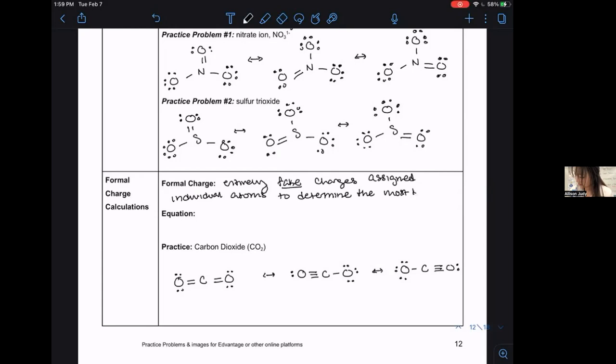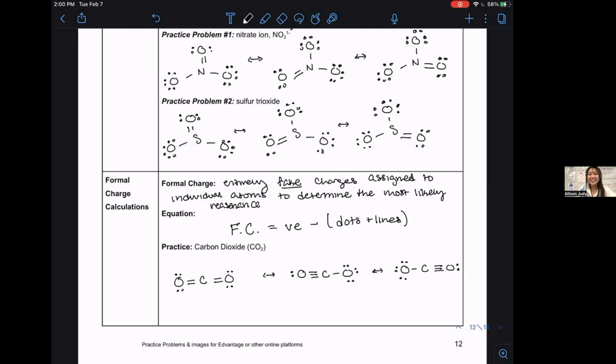To determine the most likely resonance. The equation is quite advanced, so be prepared. It is formal charge equals valence electrons minus dots plus lines. Oh, yeah. That's your formula.